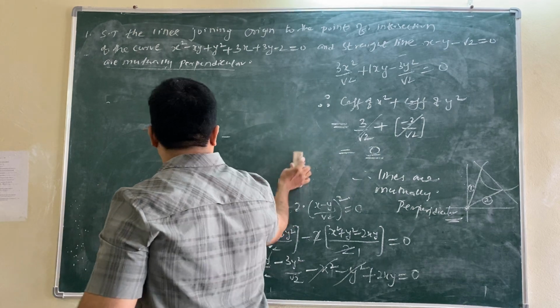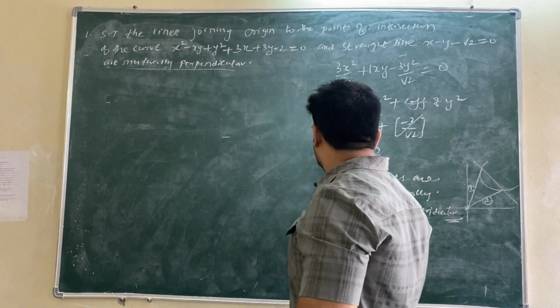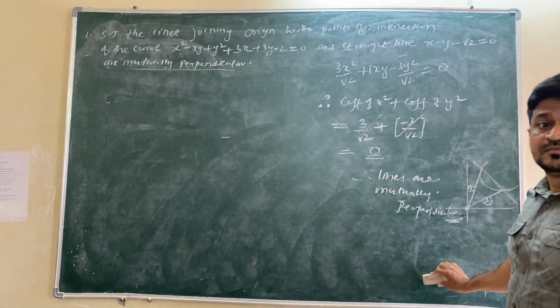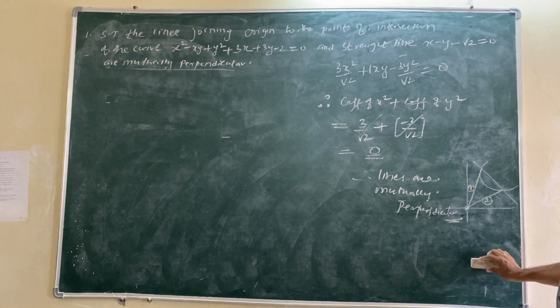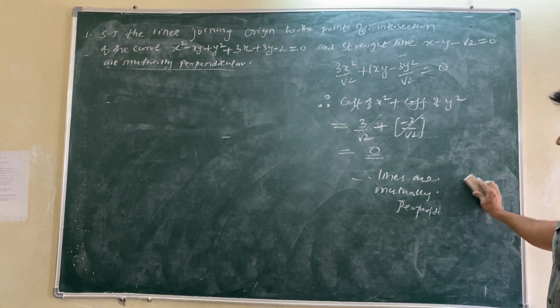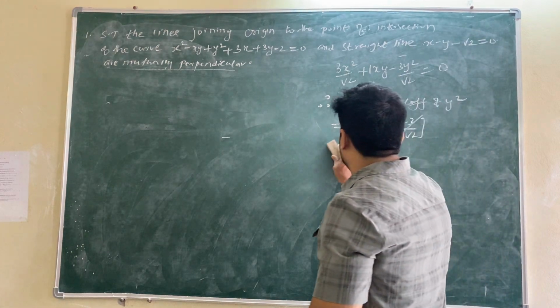Sir, if 1 comes, 0 plus 0... If 1 comes, they are not perpendicular. But if this question is given for perpendicular, you will not get 1.